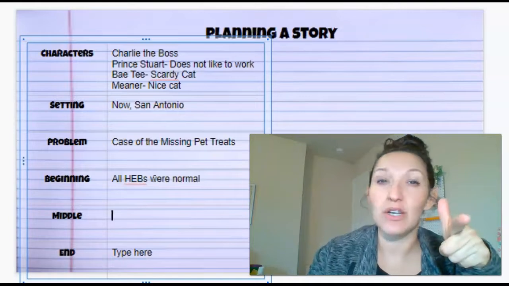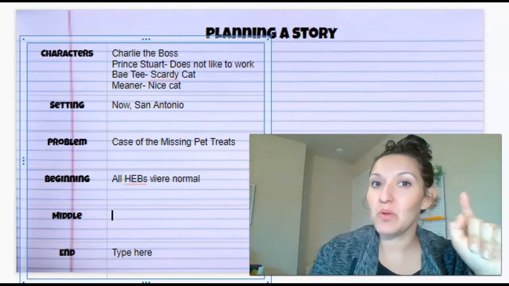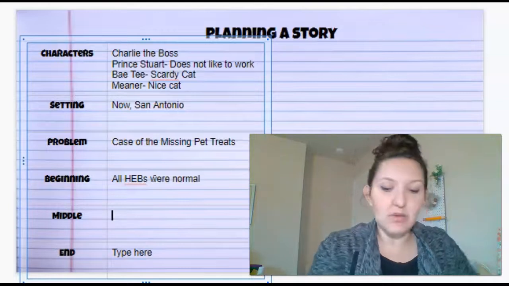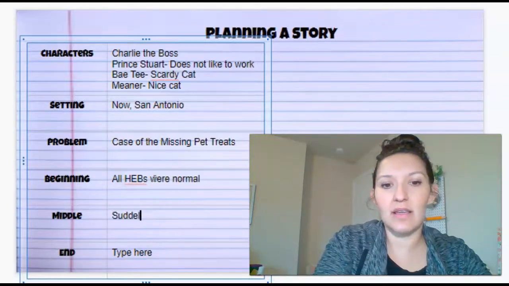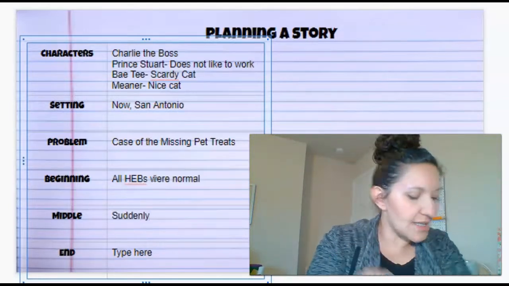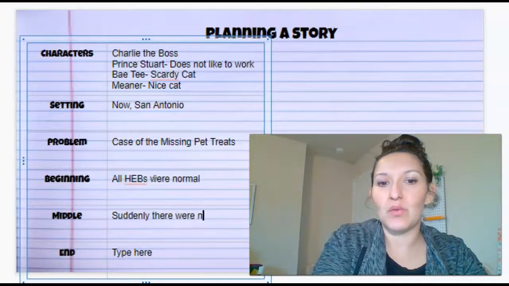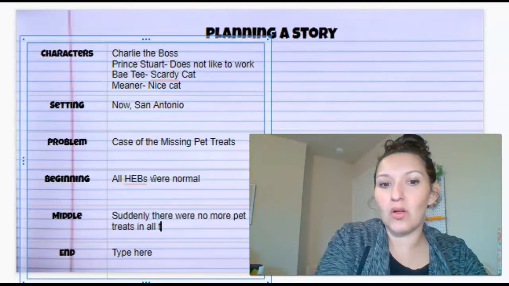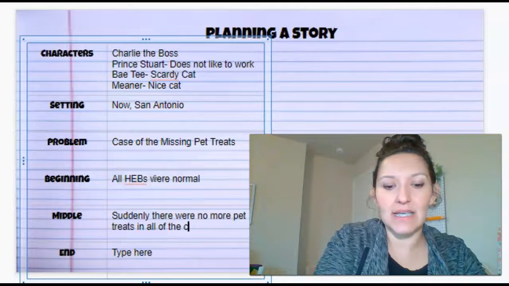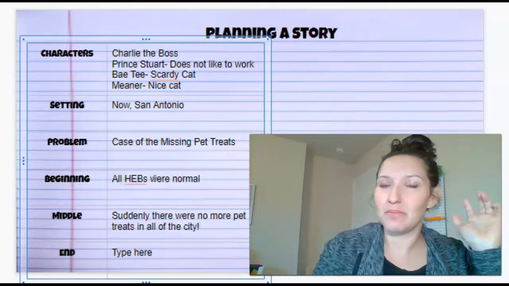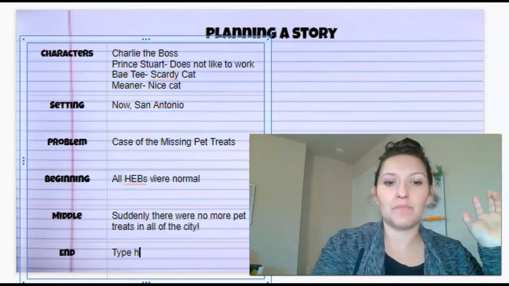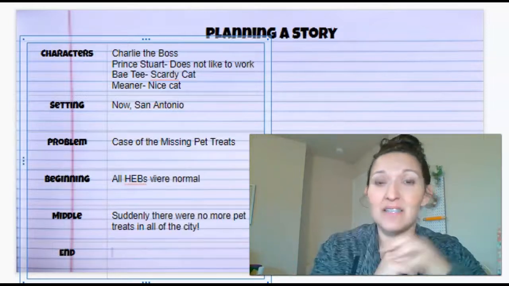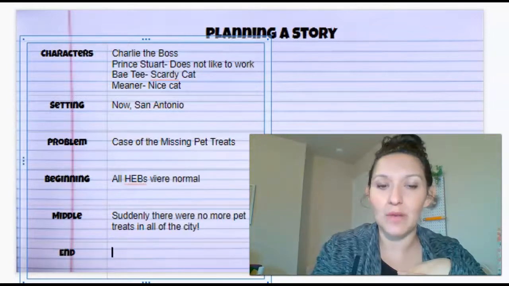Then usually in good stories, the problem will come in the middle. Here's where it starts, right? And I wrote down, suddenly, what did I say? Suddenly, there were no more pet treats in all of the city. That's a big problem. Charlie would die if that happened. And then I'm going to think about my end. Remember, I'm not writing my story. That is not my story. This is just a plan, okay?